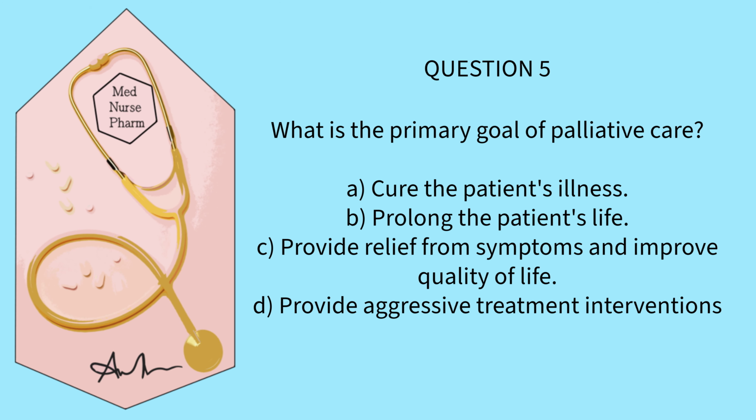Question 5. What is the primary goal of palliative care? A. Cure the patient's illness. B. Prolong the patient's life. C. Provide relief from symptoms and improve quality of life. D. Provide aggressive treatment interventions. Pause the video and select your answer.